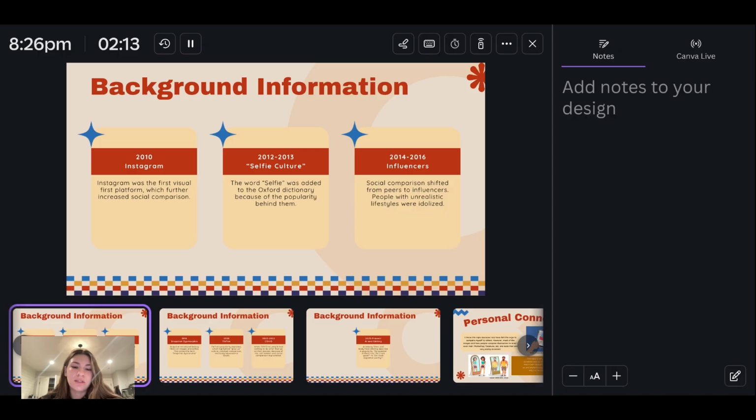In 2010, Instagram was launched. Instagram was the first visual platform, which further increased the social comparison. Suddenly, there was a certain visual standard people had to meet. Instagram also provided filters for users and created an illusion of perfection for people online. Like before, followers were public, so there was a social comparison there too.